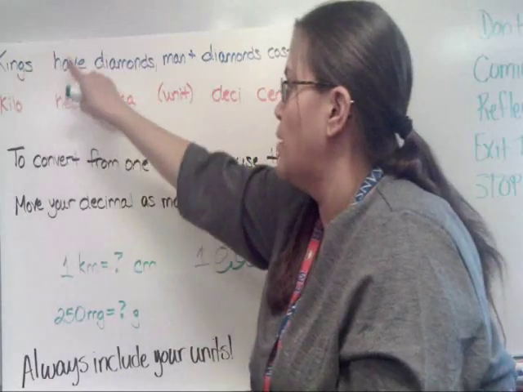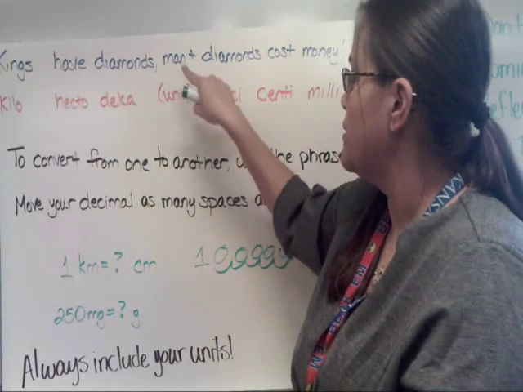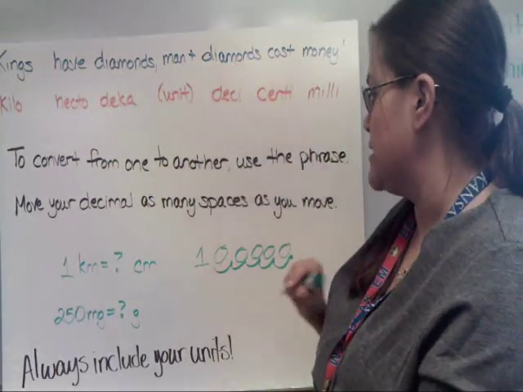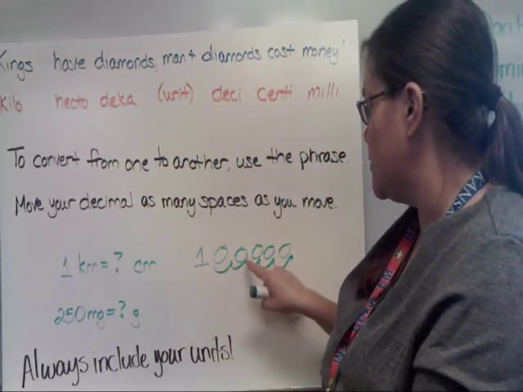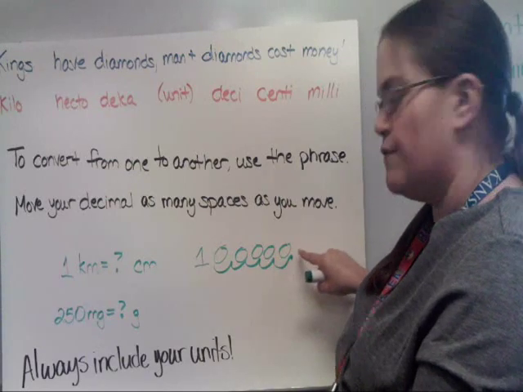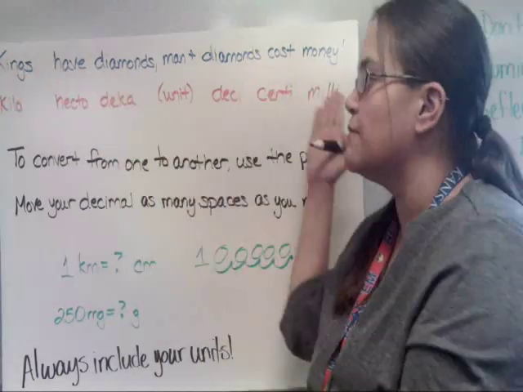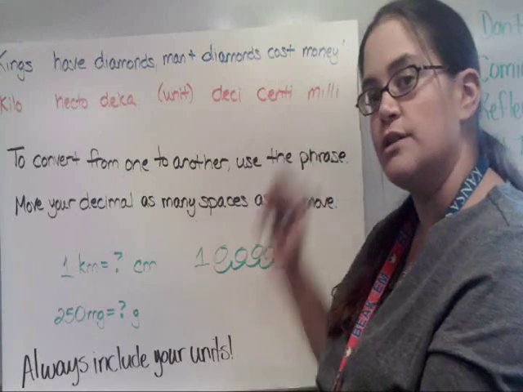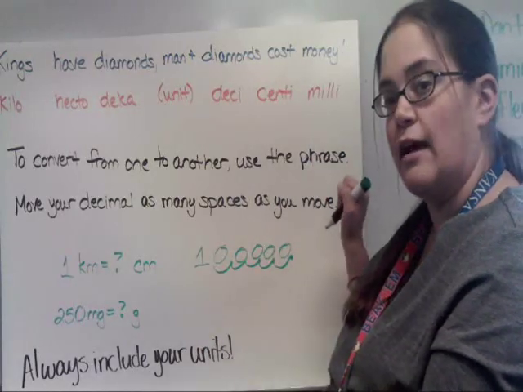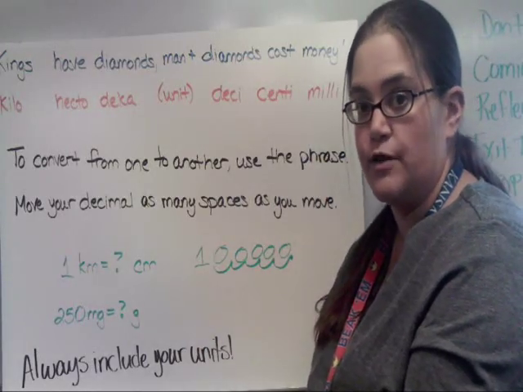Because we moved 1, 2, 3, 4, 5 places. So if you use the phrase, you just count how many words over you move, and that's the direction and the number of times you move your decimal.